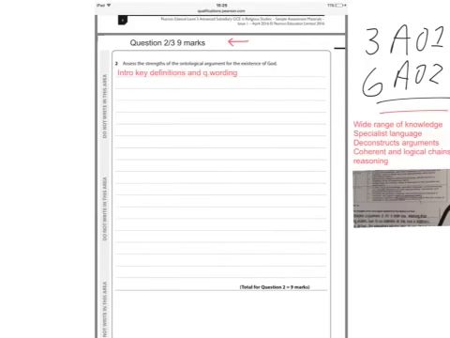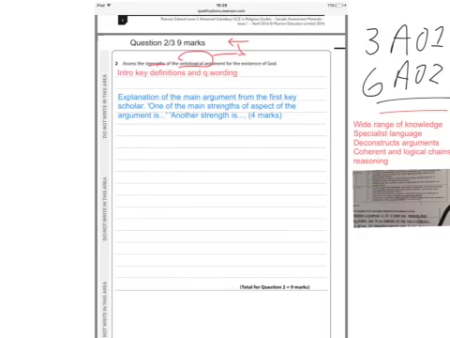So just like with the 8-mark question, you're going to start off by introducing your answer, showing key definitions and showing a willingness to reply to this exact question wording. So you might refer to strengths, you might explain what the ontological argument is and how it links to an argument for the existence of God.